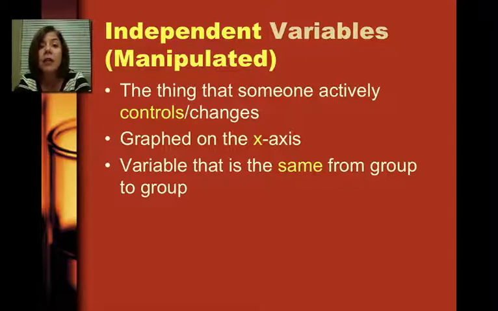Now the independent variables are going to be located on the x-axis of the graph. That's the horizontal axis, and these variables will be the same for each group because when we're setting up the same type of experiment, those variables should be the same for every group.